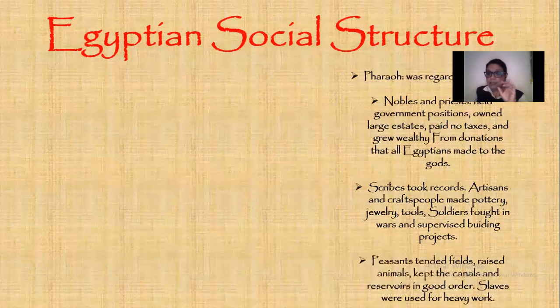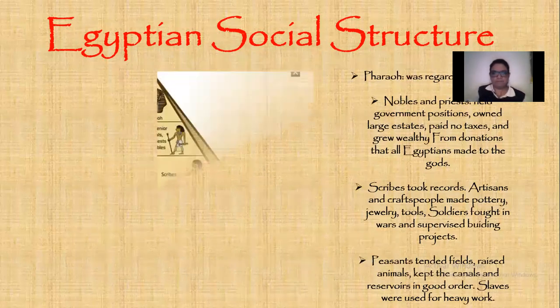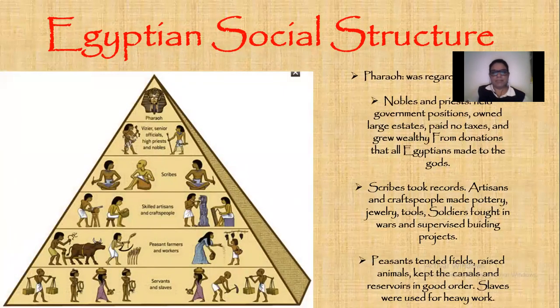And last but not least, the peasants that tended fields, raised animals, kept the canals and reservoirs in good order, and the slaves who were forced to do heavy work, such as the construction of the pyramids. You see, they were treated with real cruelty by orders of the pharaoh, by the soldiers. And this is the representation of the social structure. This is the pyramid of the social structure. Okay?